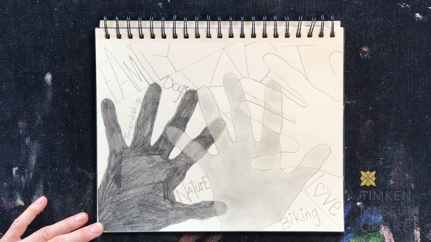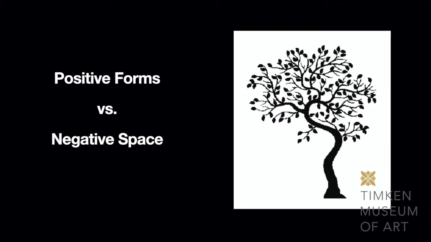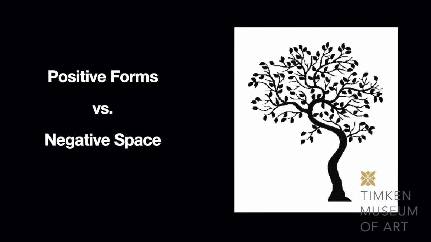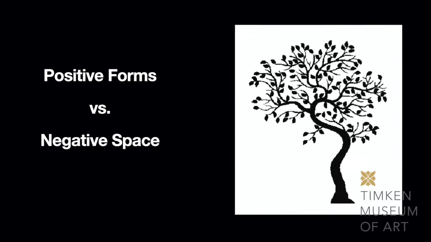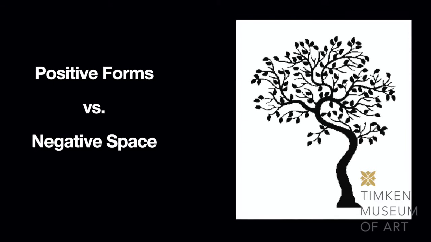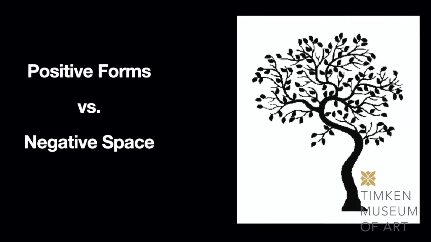All right, I just want to add one more artistic element to this project, and that is positive forms and negative space. Positive forms are the objects themselves. The negative space is the space around the object. So the black tree in this picture is the positive form, and the white background is the negative space.